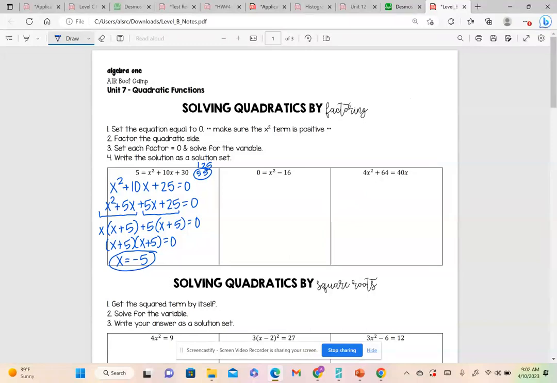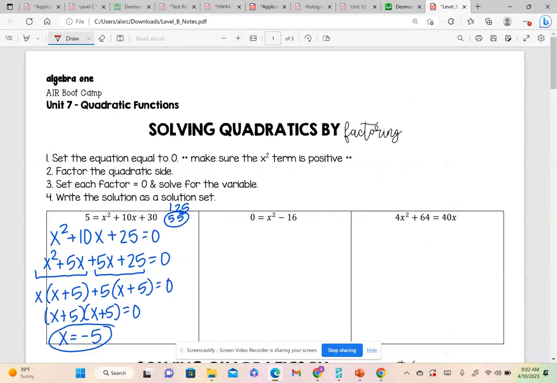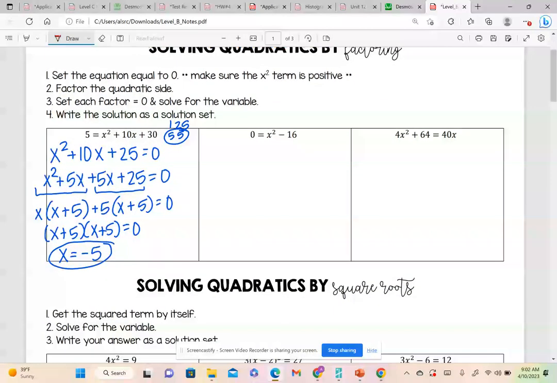Okay? Second example, it's already equal to 0, so that's good. Now, there's no middle term. So I need my factors of 16. So 1 and 16, 2 and 8, and 4 and 4. Now, there's no middle term, so it's a 0. So that means you have to use a 4 and 4. One is positive and one is negative. So if 0 equals x squared plus 4x minus 4x minus 16, then group it.